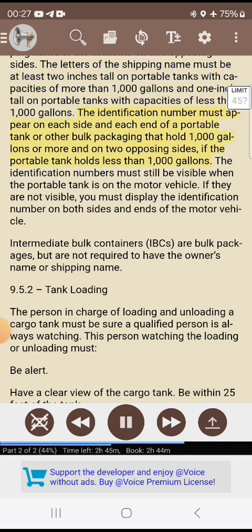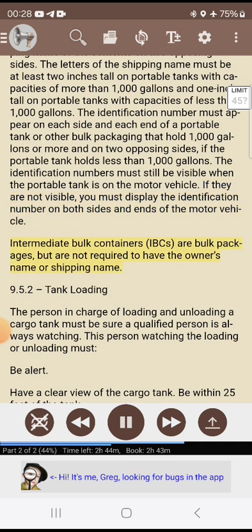The identification number must appear on each side and each end of a portable tank or other bulk packaging that holds 1,000 gallons or more, and on 2 opposing sides if the portable tank holds less than 1,000 gallons. The identification numbers must still be visible when the portable tank is on the motor vehicle. If they are not visible, you must display the identification number on both sides and ends of the motor vehicle. Intermediate bulk containers (IBCs) are bulk packages, but are not required to have the owner's name or shipping name.